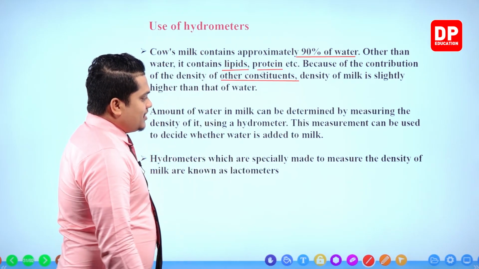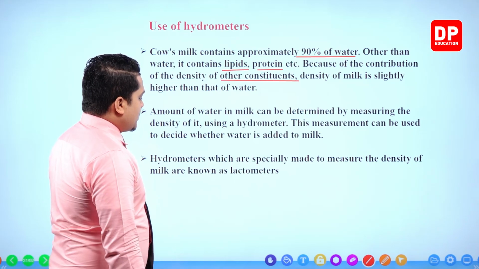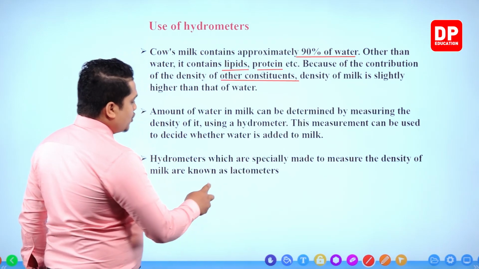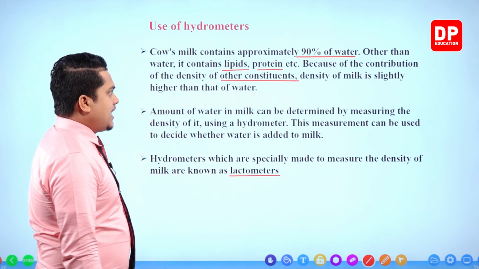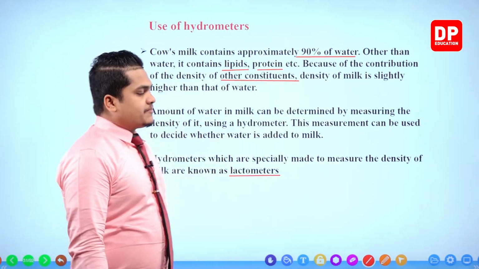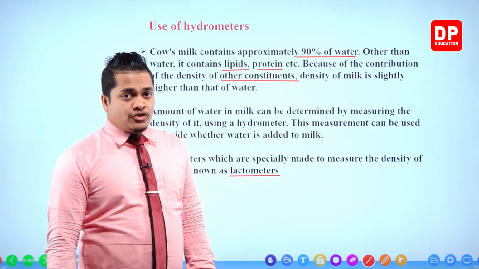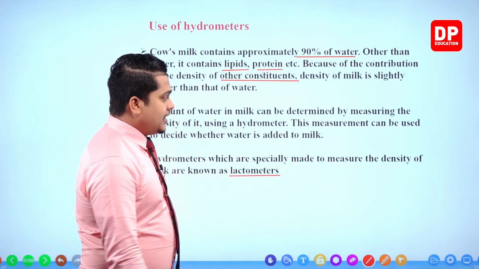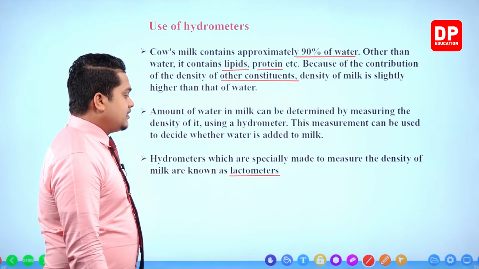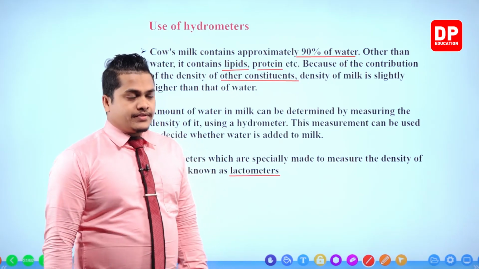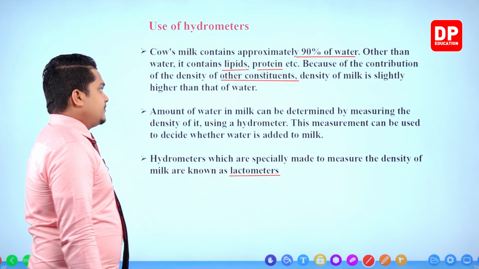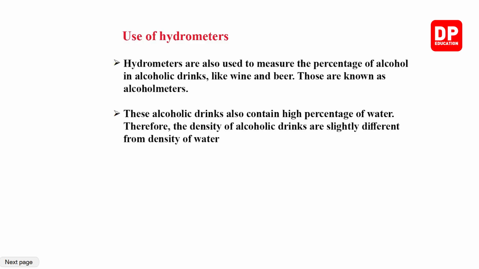Hydrometers which are specially made to measure the density of milk are known as lactometers. Lactometers. Special types of hydrometers which are specially designed to measure the density of milk are referred to as lactometers. Lactometers, my dear children. Right then. The second use. Okay, let's see.